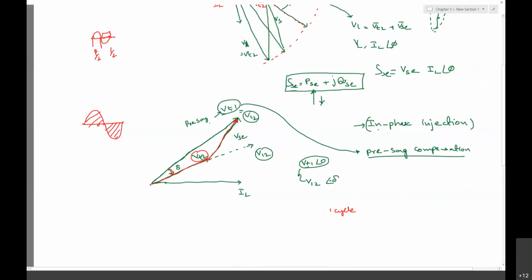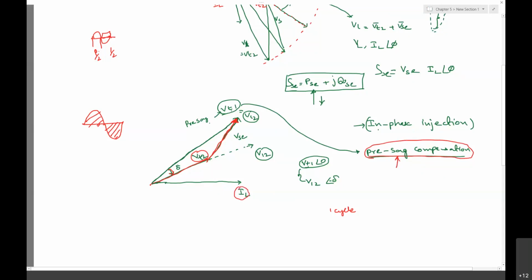maybe you are attaining this particular value of the pre-sag voltage, then the load will only be experiencing the magnitude reduction as well as the phase shift. In that case, the loads which are very sensitive to phase shifts will be working very satisfactorily with the pre-sag compensation.